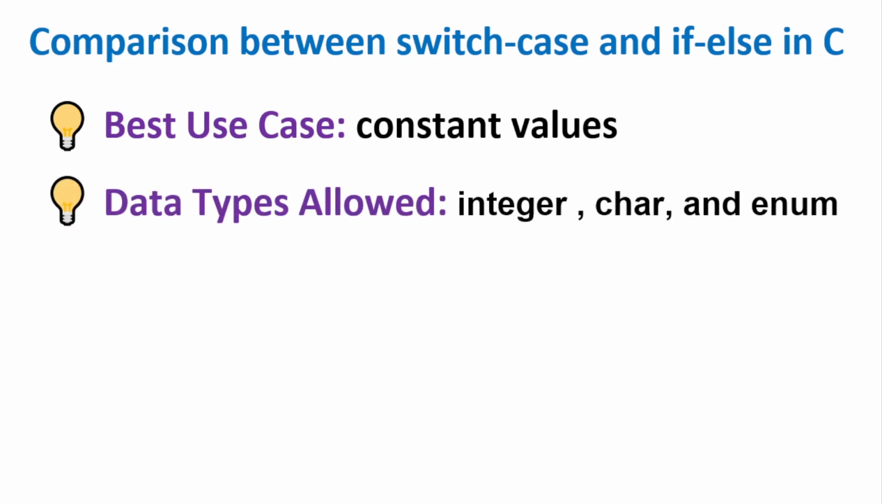Number 2, data types allowed. The switch case statement supports only certain types, specifically integer types, characters or char, and enumerations or enum. It does not work with floating point numbers, strings, or Boolean expressions. In contrast, if-else supports any valid expression that evaluates to true or false, including float, double, and logical combinations.